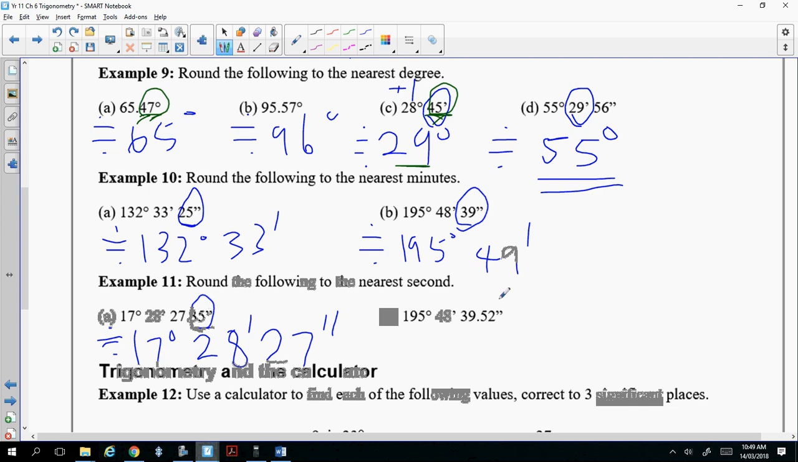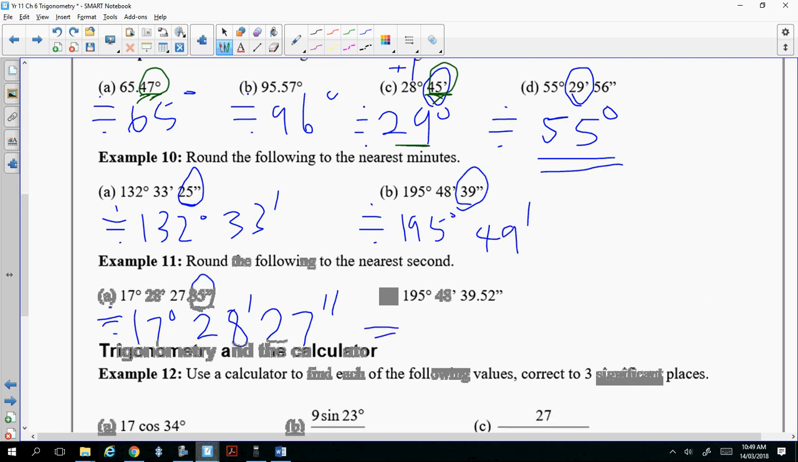How about the next one? This is 0.5 or more. So therefore, you have to round up, becomes 40 seconds. Right? 195 degrees, 48 minutes, and 40 seconds. All right, now we know how to round things. The exercise will be easy to do.